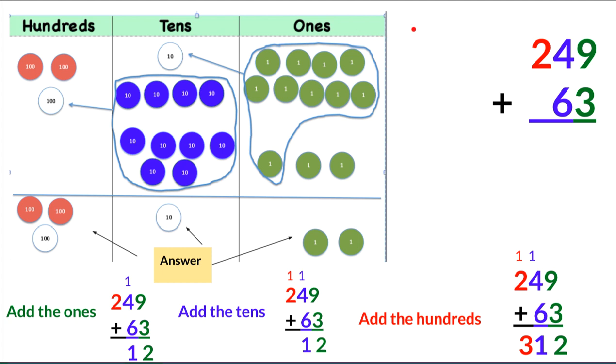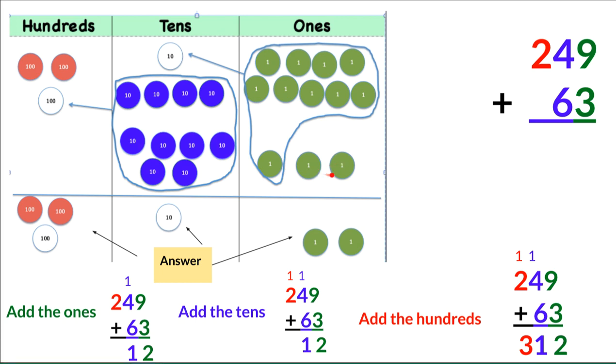Let's do it again. So we have 249. There's the 200, and here's the 40, and here's the 9. And then we're going to add to that 63. Here's the 60, and here's the 3. So we start adding the units. When we add the units, we have 9 plus 3 is 12. That's a problem. It's not a single-digit number.